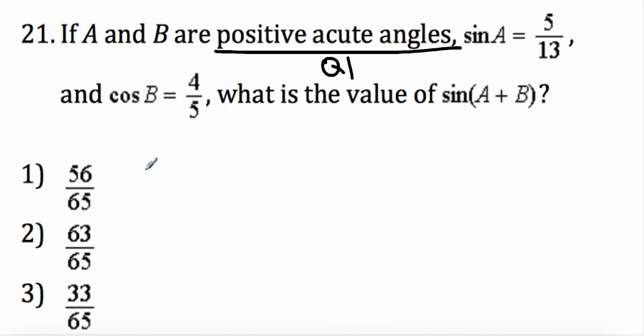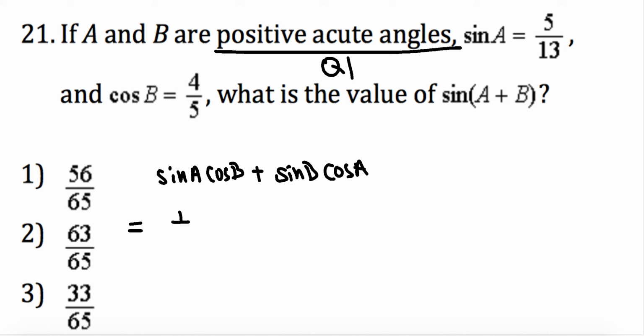So sine of A plus B is essentially equal to sine of A times cosine of B plus sine of B times cosine of A. Or I can write down cosine of A first. All right, then let's try to look at it. Sine of A is 5/13, so we got that one. Five over 13. What's cosine of B? Cosine of B is equal to 4/5, which is great.